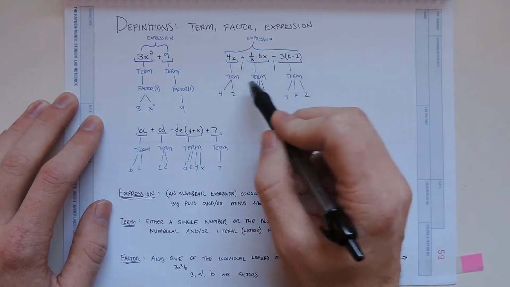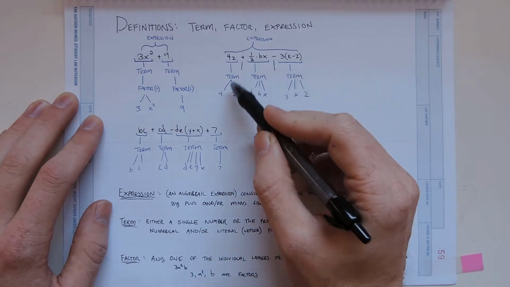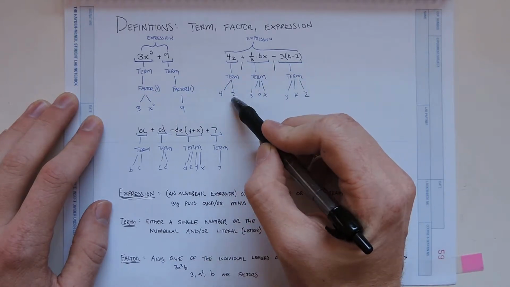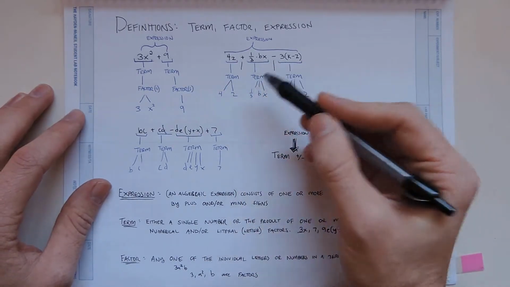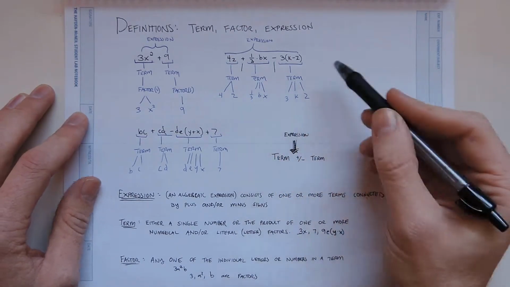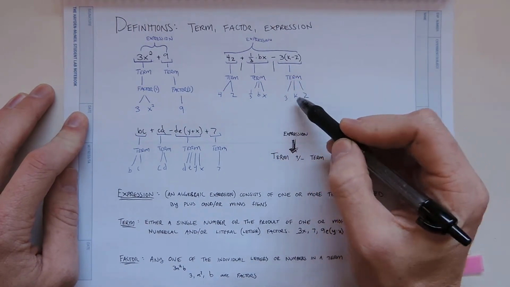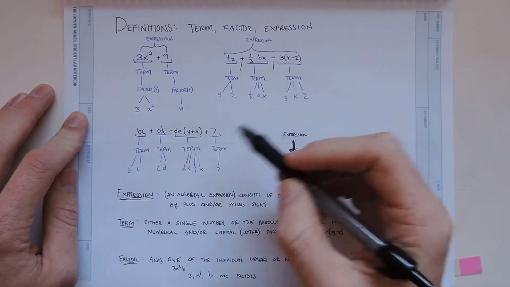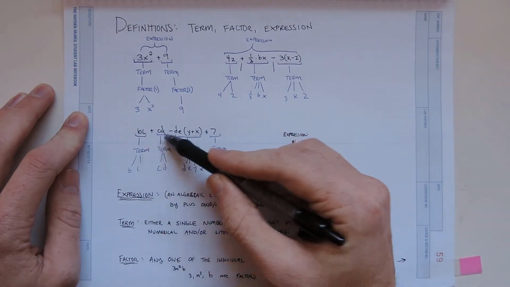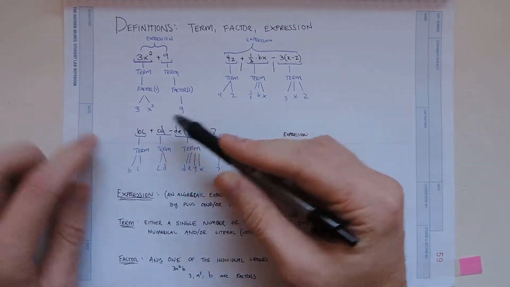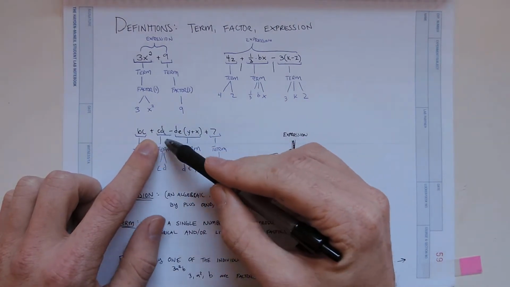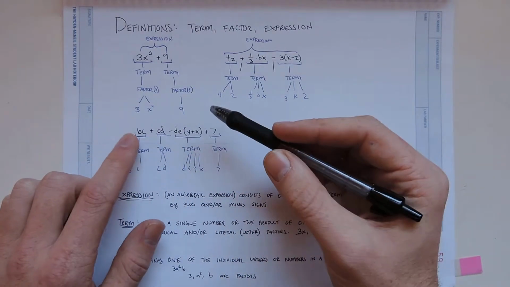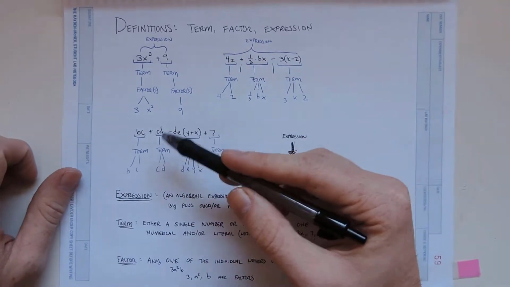We have 3 terms. Making up term 1 is 4 and z. Making up term 2 is 1/3 b and x. Making up term 3 is 3k and z. In this expression, we have 4 terms. That's anything separated by a plus or a minus sign. As we can see, these are all separated by that.